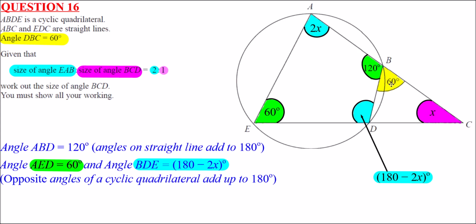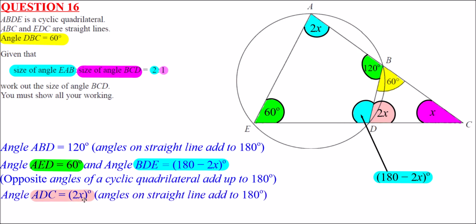So I know two of these angles in a triangle. I don't know this one, but I do know that the other side of this angle here is 180 minus 2x. If that's 180 minus 2x, this bit here, which I'm going to colour code in pink, that must be 2x. So that one plus that one adds up to 180 degrees because EDC is a straight line. So state that again. ADC is going to be 2x degrees because angles on a straight line add up to 180 degrees.